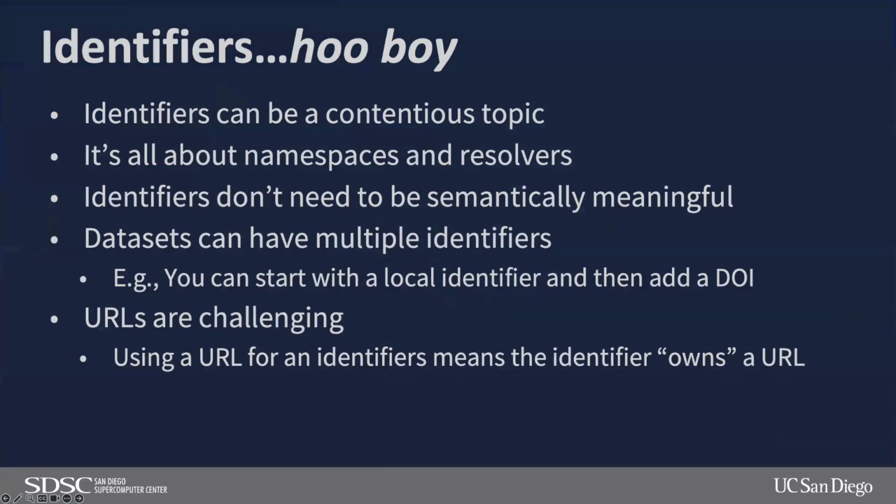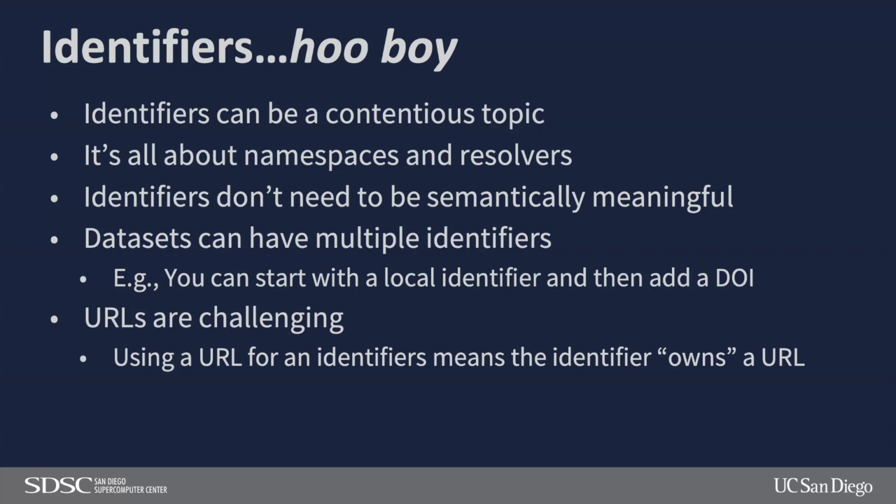So let me say, identifiers can be contentious because there's a lot of questions about what namespace. DOI has established itself as a fantastic namespace, but there's also things like ARKs and PURLs and MINIDs and other stuff that are out there. And then especially in the bioinformatics space, there's compact identifiers, and it's all about how you resolve them. So just remember, identifiers don't have to be semantically meaningful. That's what the metadata is for, to describe what something is. And data sets can have multiple identifiers.